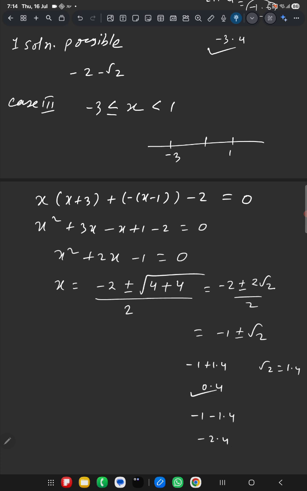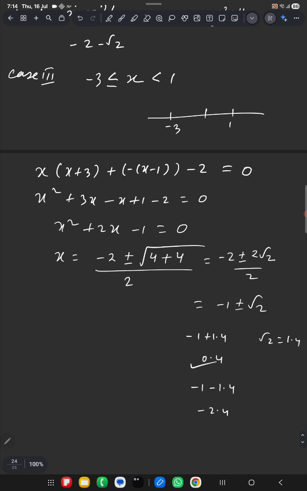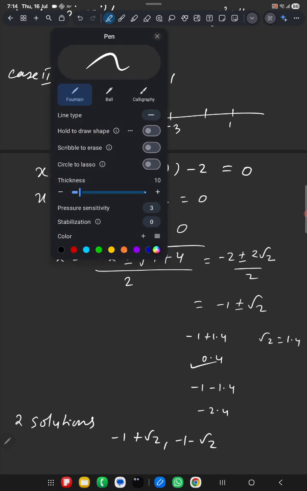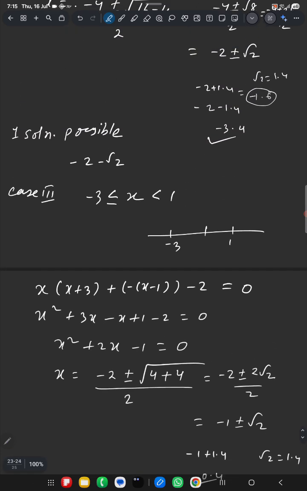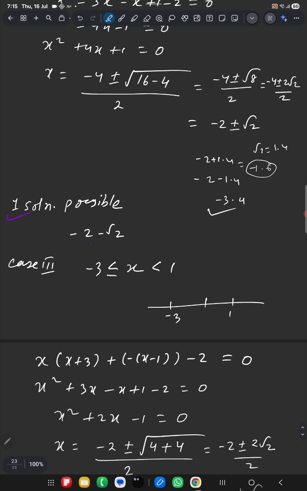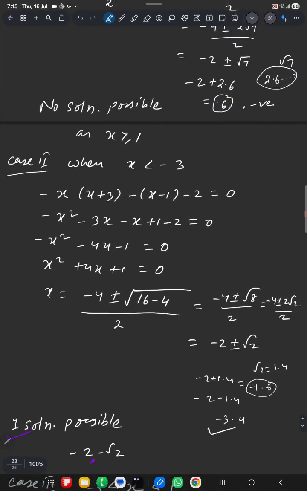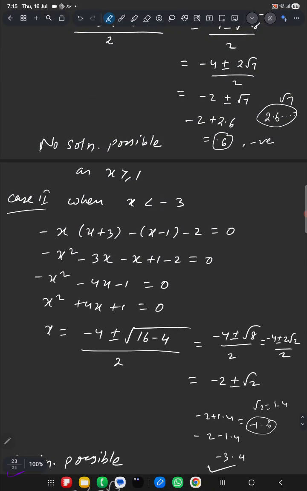So we have two solutions here. And what are they? Minus 1 plus root 2, and minus 1 minus root 2. Now you can count the whole solution. How many possible solutions are there? Here we have two solutions, this and this. Here we have one solution, this one, and here we have no solution.